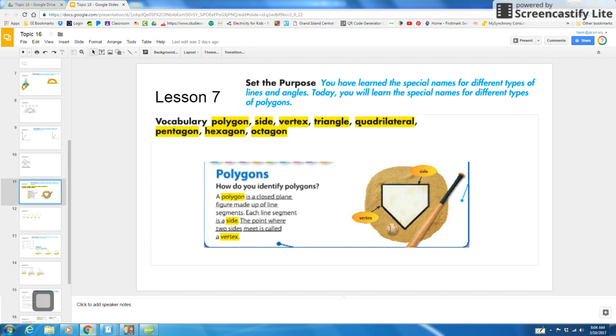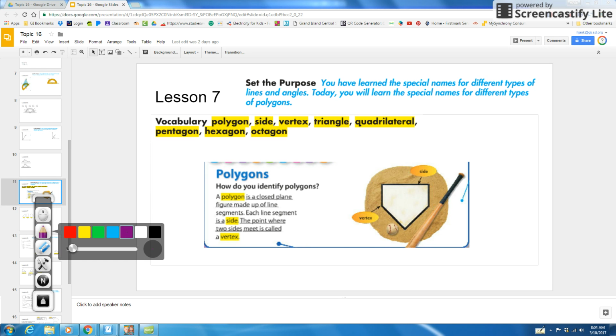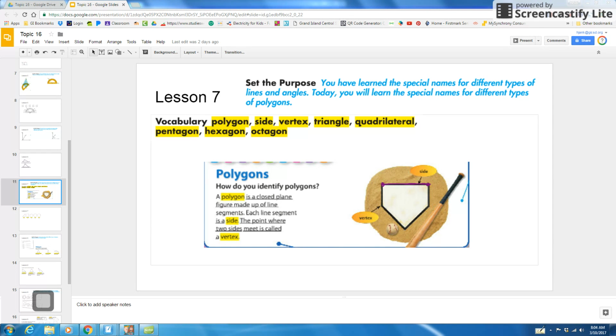Okay? Each line segment, as I'm going through the definitions on our screen here, so if I was looking at this right here, is a side. That would be my line segment. Technically, this would be an endpoint. This would be an endpoint. This would be another line segment with an endpoint. Another line segment with an endpoint. Another line segment with an endpoint. And another one, okay? And those are called sides.